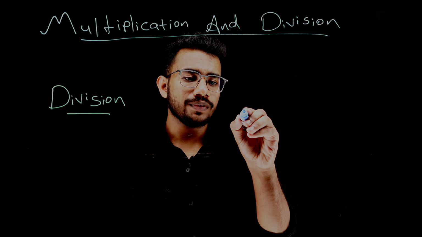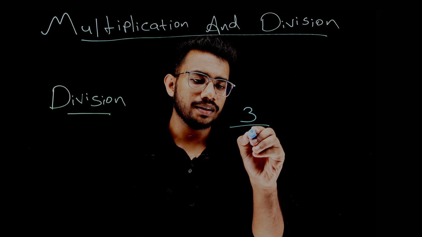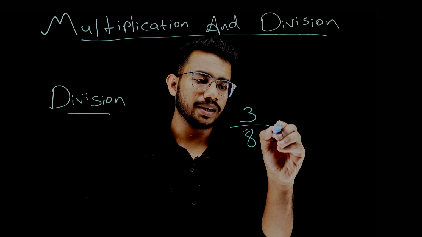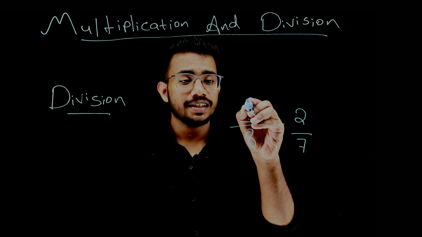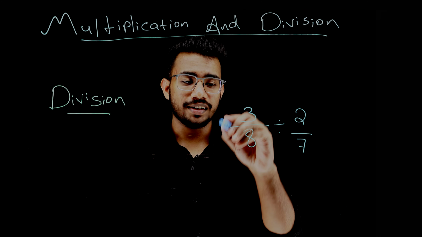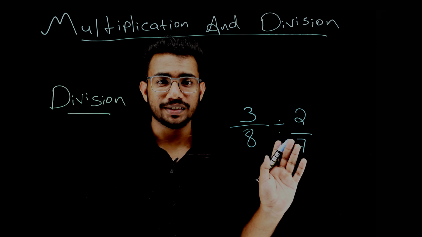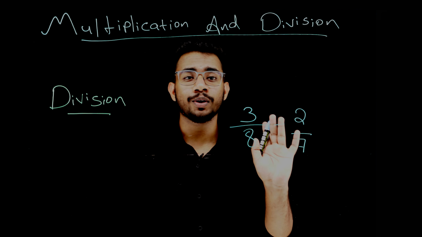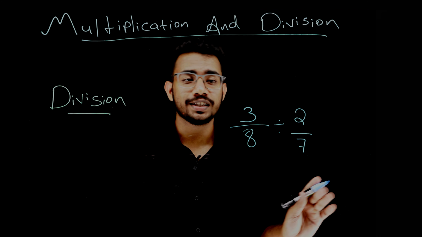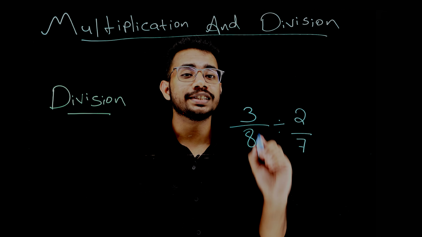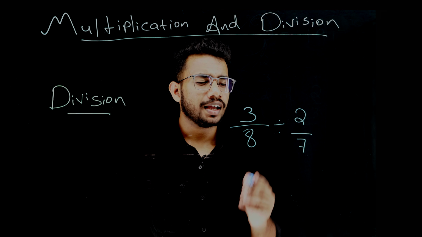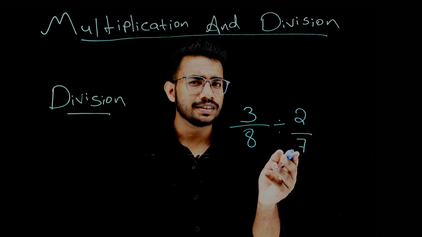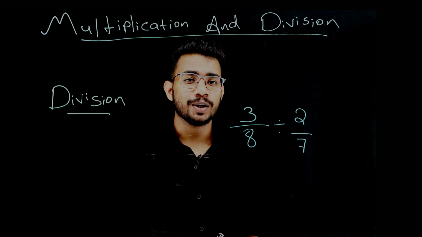Let's say I need to divide 3 by 8 divided by 2 by 7. And now the first thing is that the dividend 3 by 8 always remains. There is no change in 3 by 8. It will always be 3 by 8 itself. You don't have to do anything with that. But this 2 by 7 will change. I just have to find the reciprocal of 2 by 7. And what is the reciprocal of 2 by 7? Exactly, that would be 7 by 2.